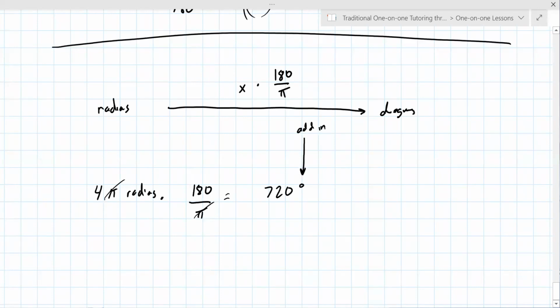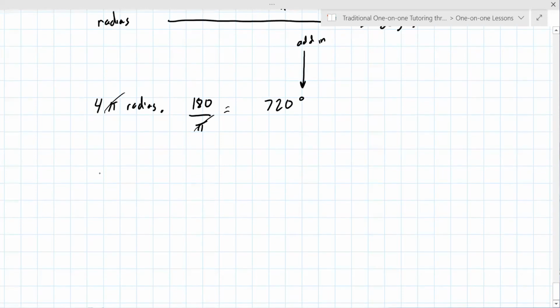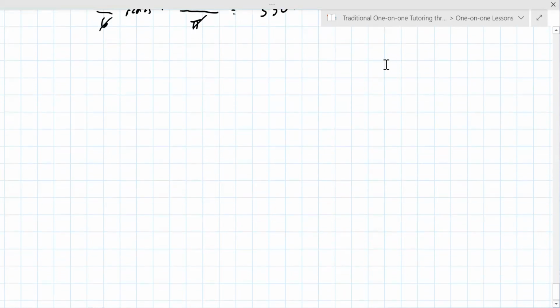Okay. Now, what if the instructor tells you, I want 11 pi over 6 radians into degrees? You're going to multiply by 180 over pi. The pi's cancel. 180 over 6 cancels into 30. And so you get 11 times 30, which is 330 degrees. Okay. So there's only so many of these examples I can give you.